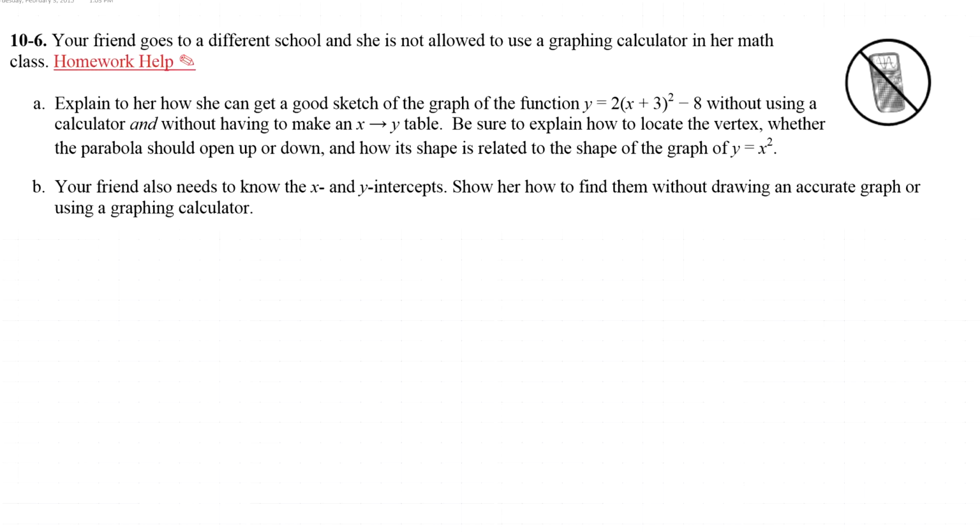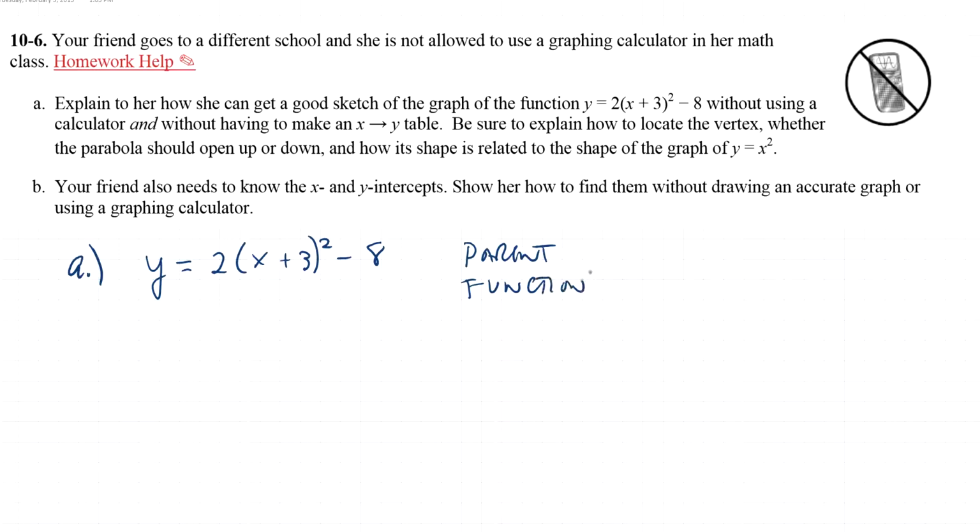Alright, so obviously we can punch it in the calculator and we could also create a sketch, but they don't want you to do that. So we have y equals 2 times x plus 3 squared minus 8. Okay, so we know that the parent function is going to be y equals x squared.